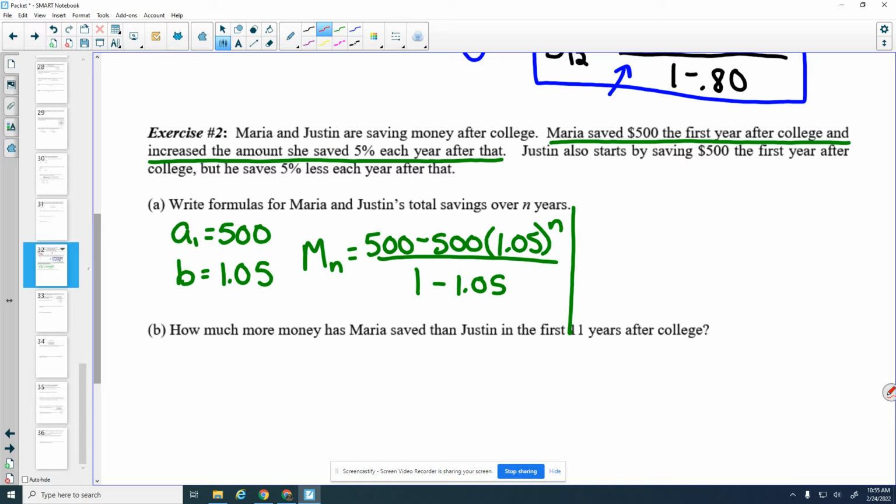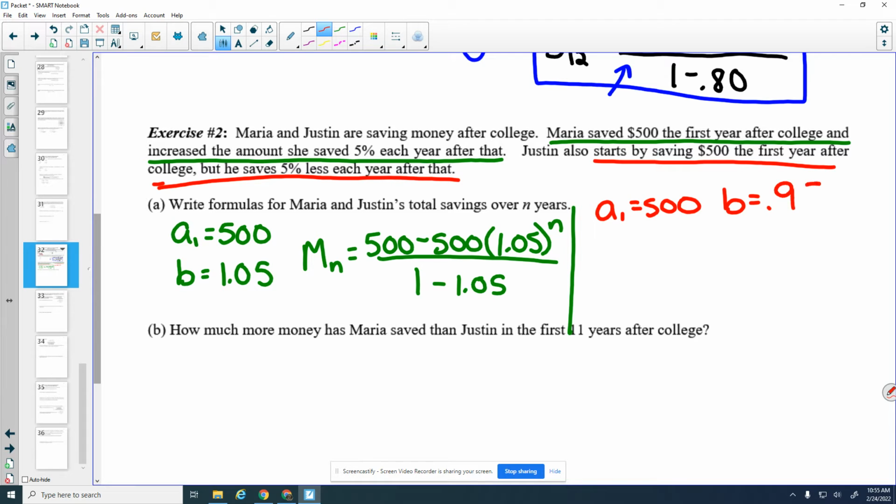So Justin starts also by saving $500, but he saves 5% less each year after that. So same a sub 1, but my b value, since it's 5% less, is going to be 1 minus 0.05, so 0.95. When I write out my formula for him, we'll call it j sub n. We have 500 minus 500 times 0.95 to the n over 1 minus 0.95.